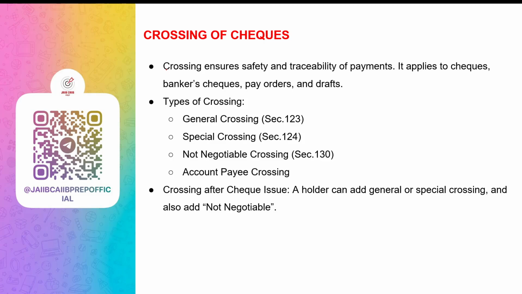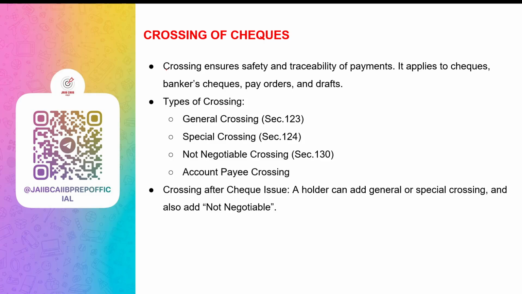Crossing of check. Crossing a check is a way to make it more secure. It tells the bank that the check must be paid only through a bank account and not in cash over the counter. This helps in keeping the record and avoiding misuse. Now, Section 123 to Section 131 of the Negotiable Instruments Act deals with the crossing of check. So there are two main types of crossing. The first is general, second is special.